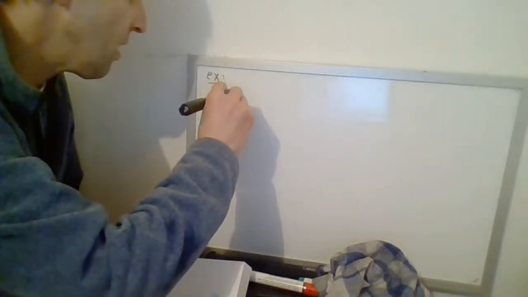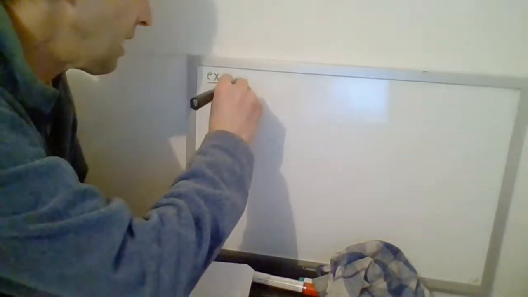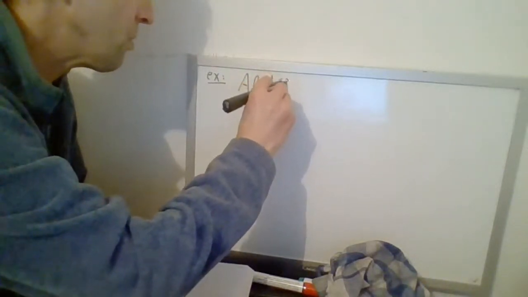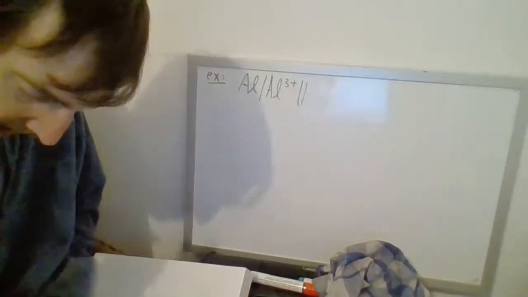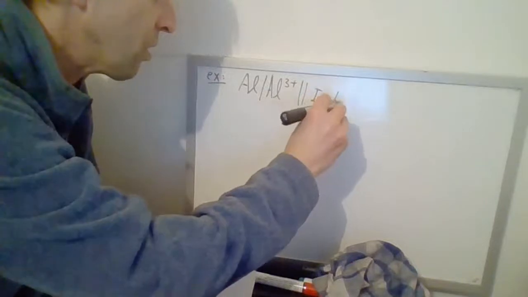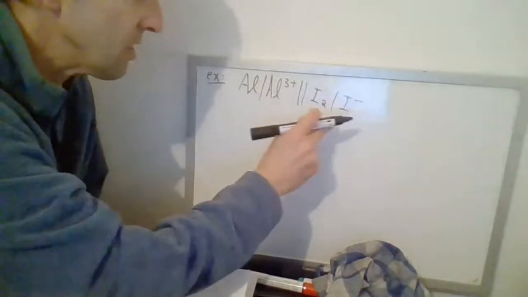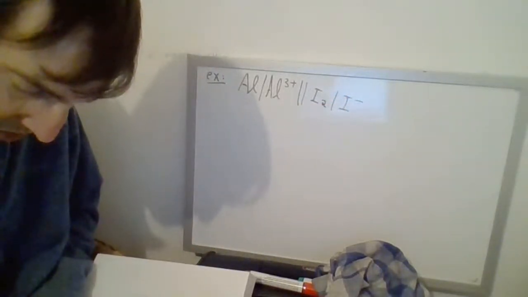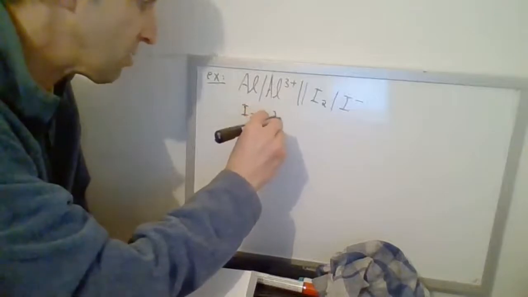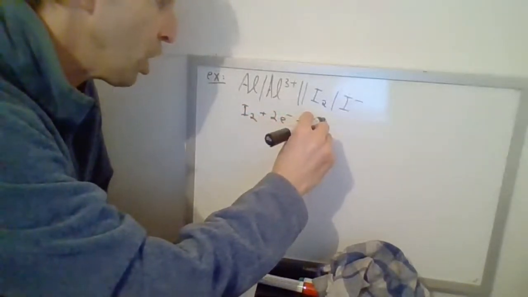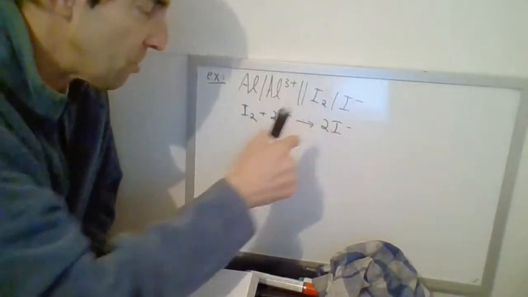Okay, so I got Al going to Al3 plus, so that's oxidation, anode. And then I got I2 going to I minus. Okay, here we go. The half reactions. The one undergoing reduction is this one, right? You can tell it's getting more negative. So the I minus one's going to be I2 plus 2 electrons goes to 2 I minus. Everybody okay with how I balance that? Makes sense? 2 I's, 2 I's. Got to add 2 electrons to make them both negative.